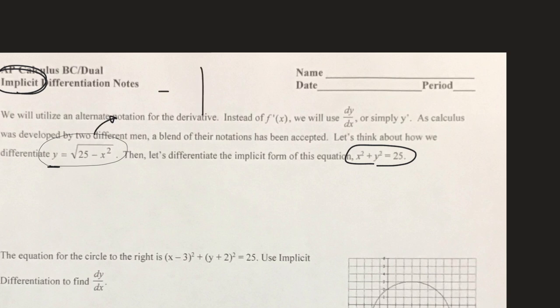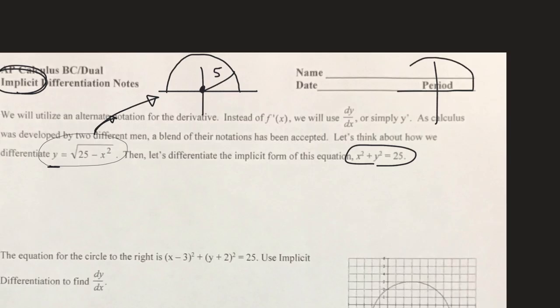The top half of a circle centered at the origin with a radius of 5. That's what this graph is, right? Because it's only the positive square root, so we only have the top half of the graph. That's not really important to implicit differentiation, so we don't really have to write this down. But our second one is a whole entire circle centered at the origin like that.